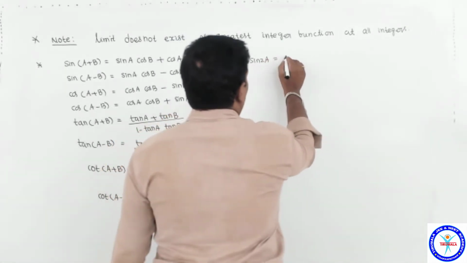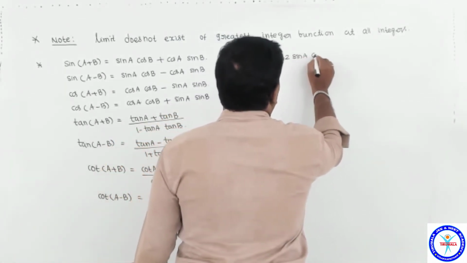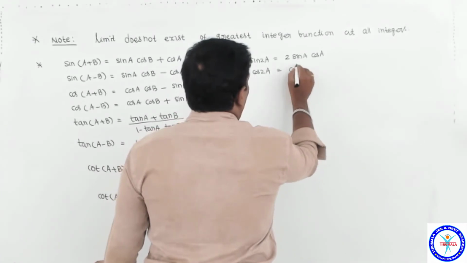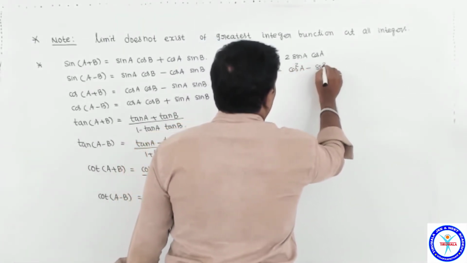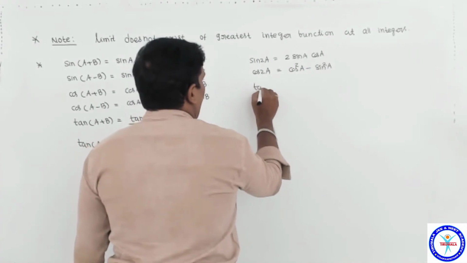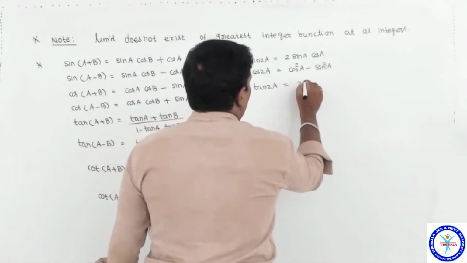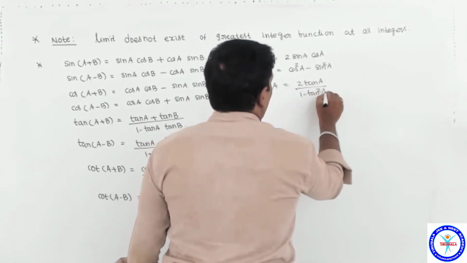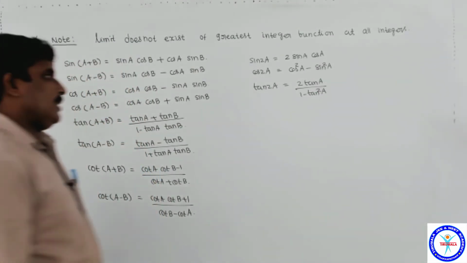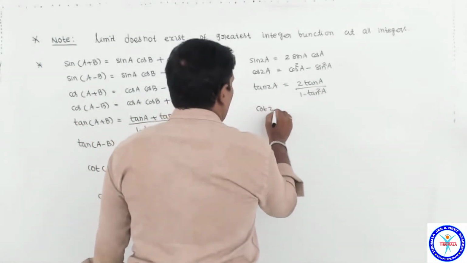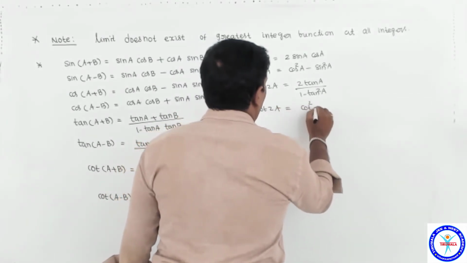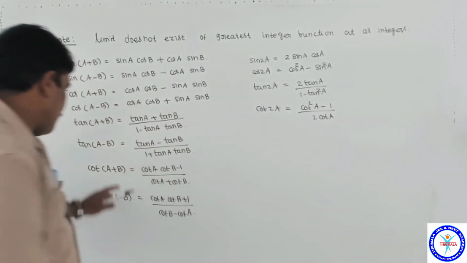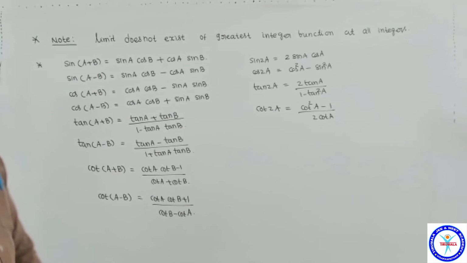Sin 2A equal to 2 sin A cos A. Next, cos 2A equal to cos square A minus sin square A. Next, tan 2A equal to 2 tan A by 1 minus tan square A. Next, cot 2A equal to cot square A minus 1 by 2 cot A.